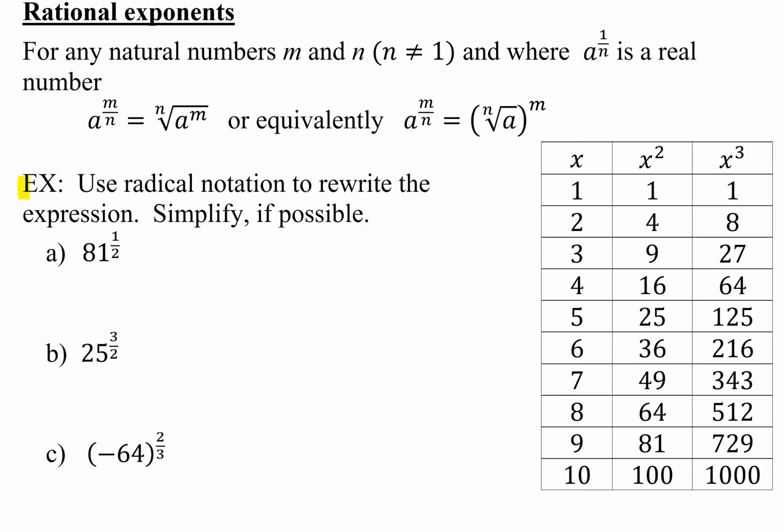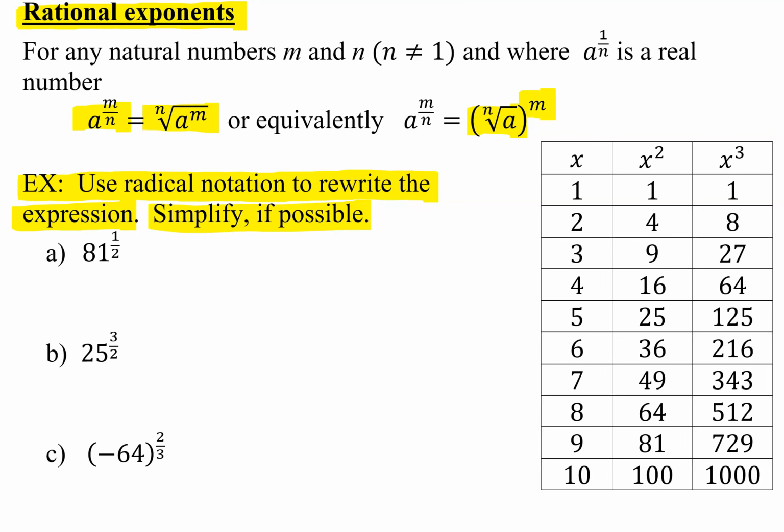In this problem, we are asked to use radical notation to rewrite the following expressions and then to simplify them if possible. So what we have to do is look at what rational exponents mean. If I have a raised to the fractional exponent m divided by n, it can be written two different ways. It can be written as the nth root of a raised to the mth power, or it can be written as the nth root of a that is all raised to the mth power.